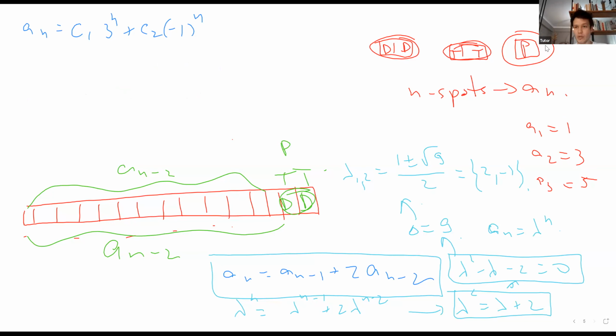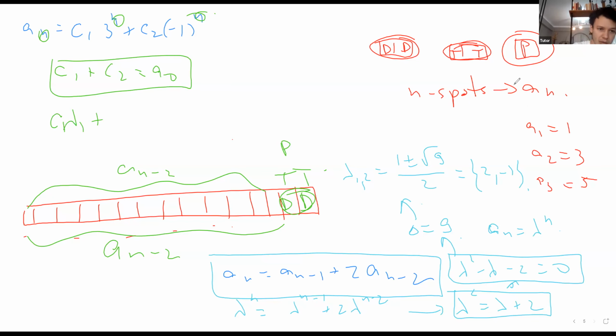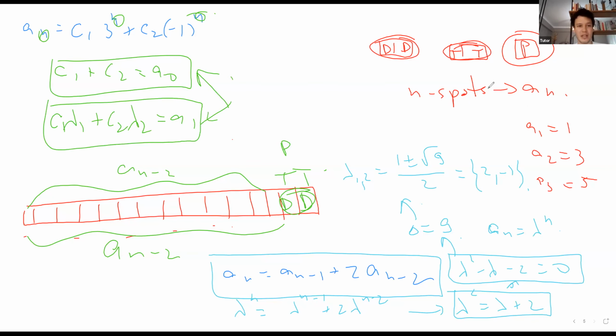Look at this. If I were to plug in n equals 0, if I knew what a0 is, I just get c1 plus c2 is equal to a0. This is really nice. And then if I were to plug in n equals 1, I'd get c1 lambda 1 plus c2 lambda 2 is equal to a1. So it would be really nice to have a0 and a1 instead, right?